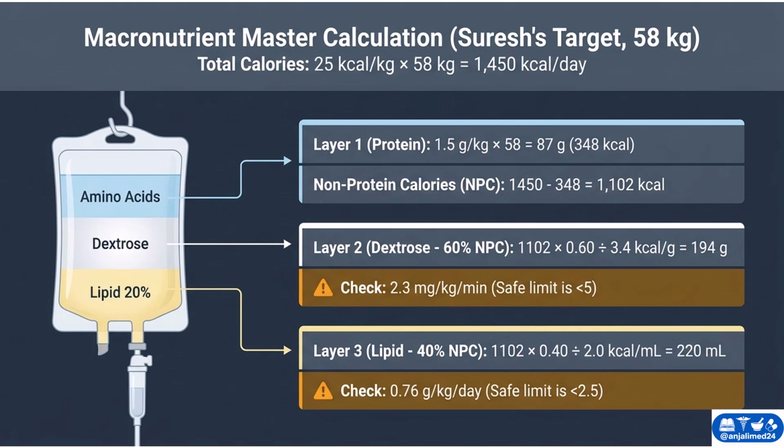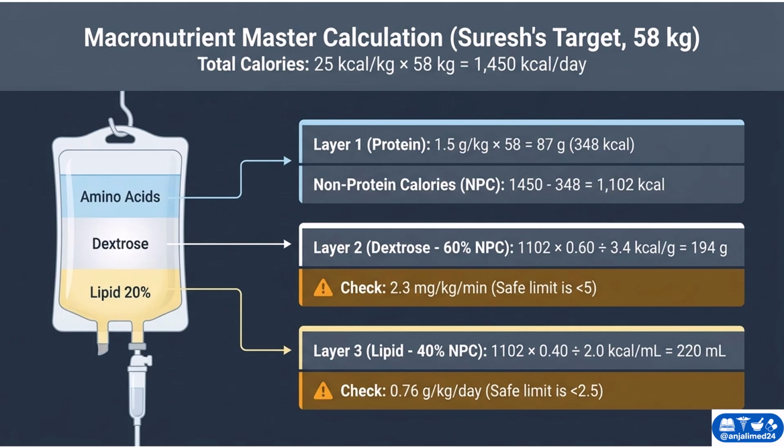For dextrose, allocate 60% of the non-protein calories. This equals approximately 194 grams of dextrose per day. Always verify the glucose infusion rate. In this case, it is 2.3 milligrams per kilogram per minute, which is safely below the recommended maximum of 5 milligrams per kilogram per minute.